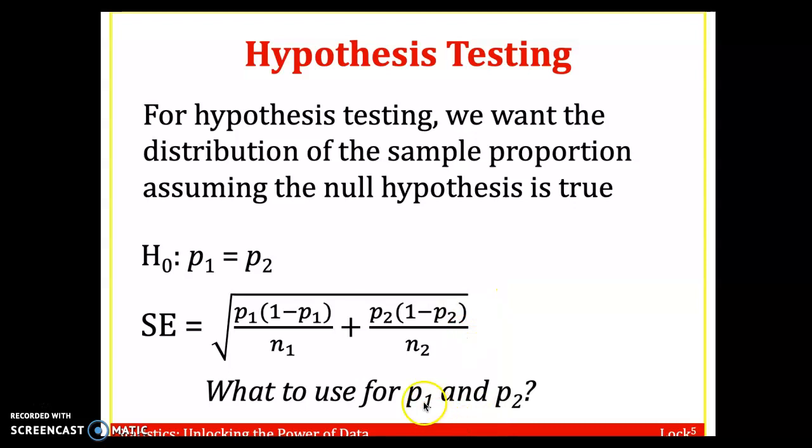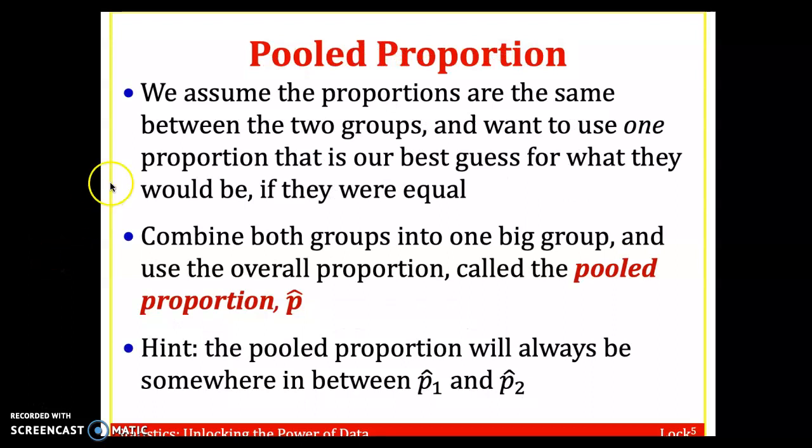For confidence intervals, we use P hat 1 and P hat 2. And sometimes you do that here, but it's a little bit more complicated. We assume the proportions are the same between the two groups, and we want to use one proportion, that's our best guess for what they would be if they were equal. Again, this is the null hypothesis, we're assuming they're equal.